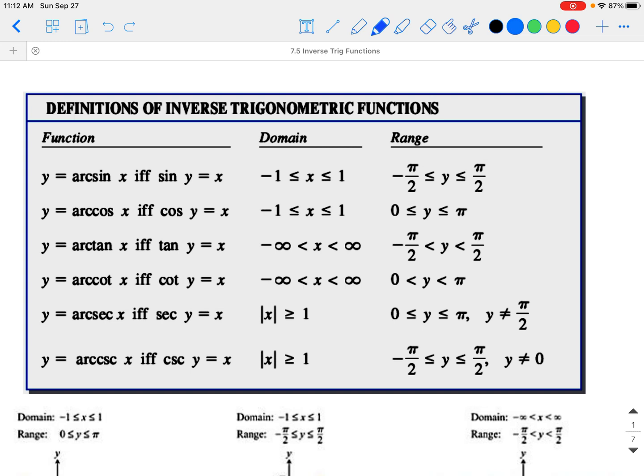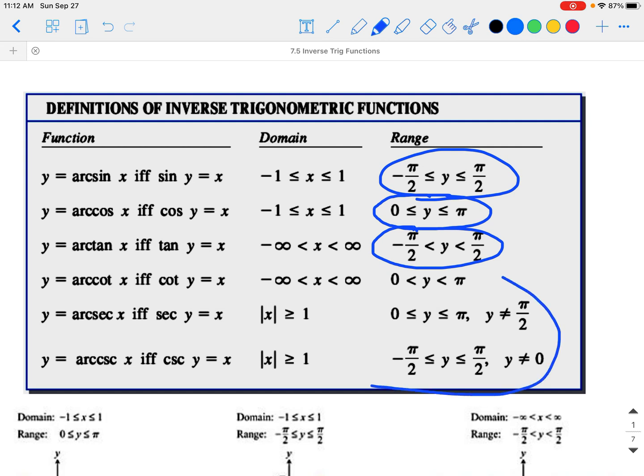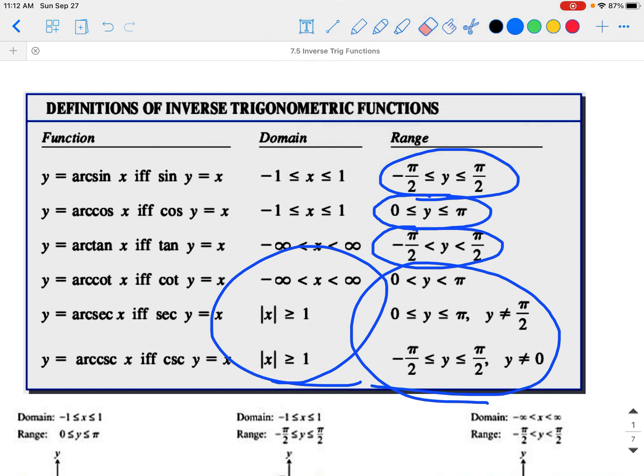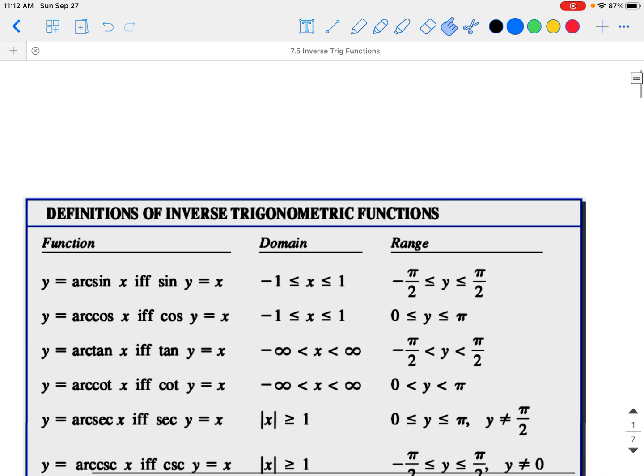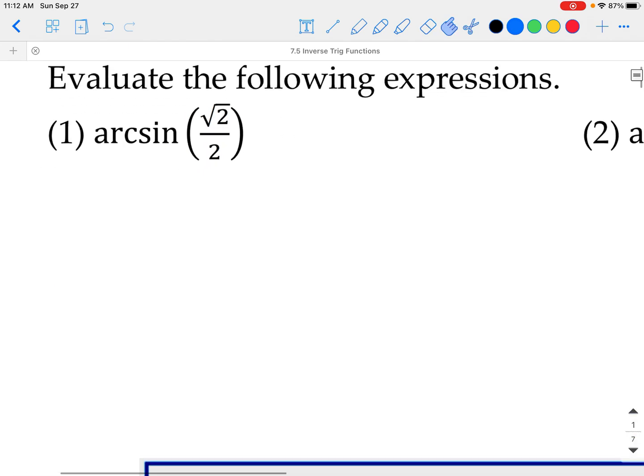So arcsine is in the first and fourth quadrant. Arccosine is in the first and second quadrant, and arctangent is in the first and fourth quadrant. This table also gives you range and domain values for arcsecant, arccosecant, and arccotangent. Those are important, but you're going to see them less often than arccosine, arctangent, and arcsine. Okay, so let's remind ourselves how to evaluate these.